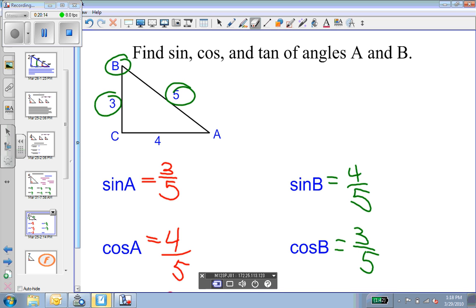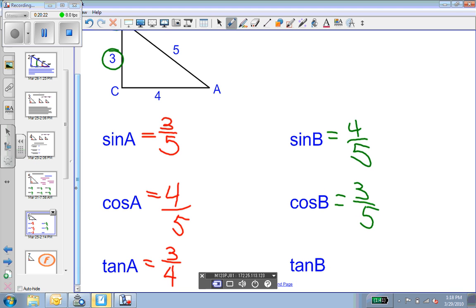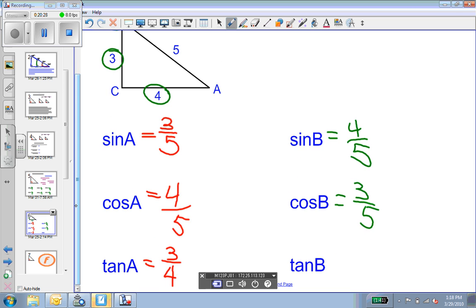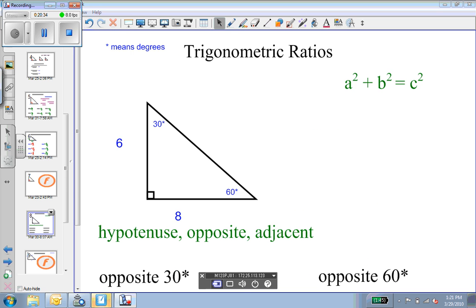Now let's look at the tangent for angle B. 3 over 4. Right, the adjacent side is 3, and the opposite is 4 over 3. Opposite over adjacent. Opposite always goes on top. 4 over 3 for tangent of B. How are we going to find the hypotenuse in this problem?